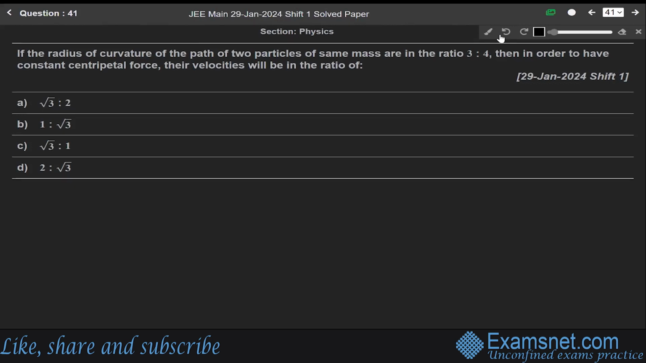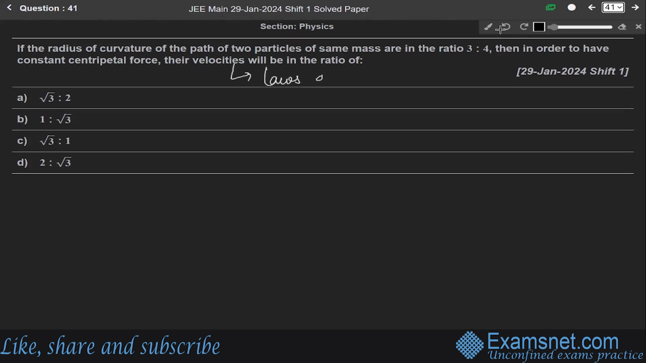So students, our next question is question number 41. This question says that if the radii of curvature of the paths of two particles of the same mass are in the ratio of 3:4, then in order to have constant centripetal force, their velocities will be in the ratio of. This question is from the chapter of laws of motion. According to the question, the radii of curvature of the two particles are in the ratio of 3:4 and their mass is the same. We have to find the velocity ratio, and they have constant centripetal force.